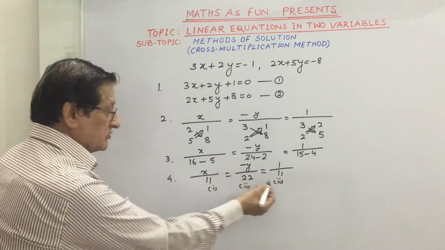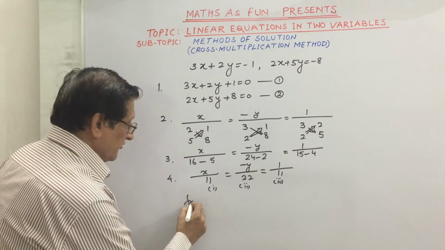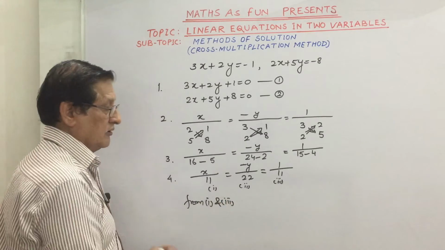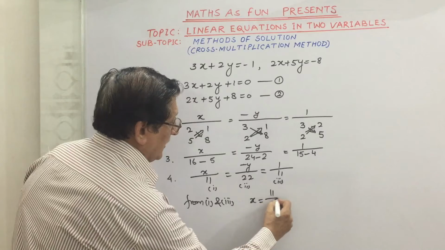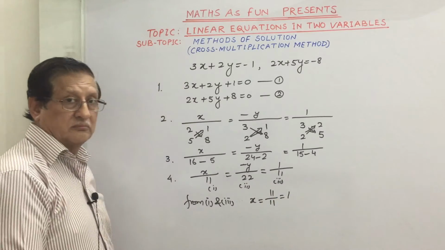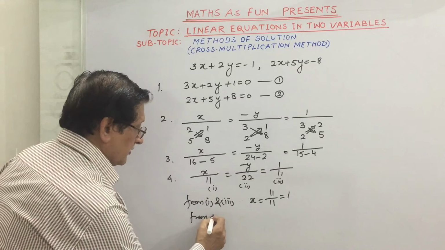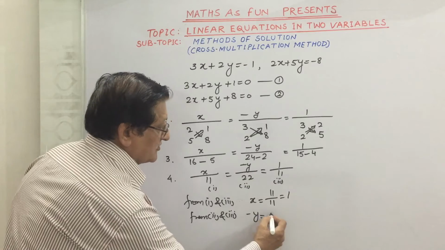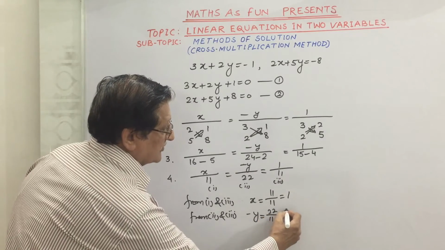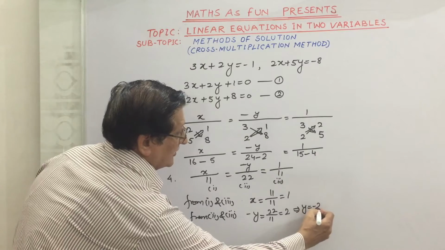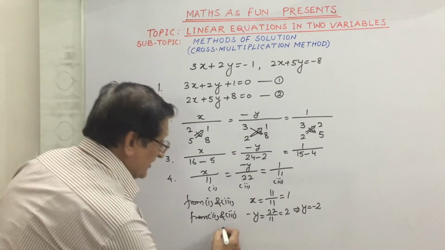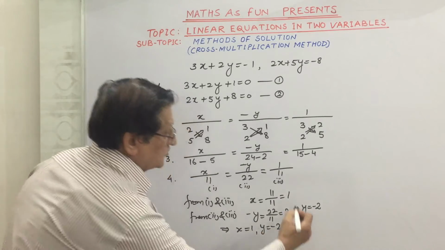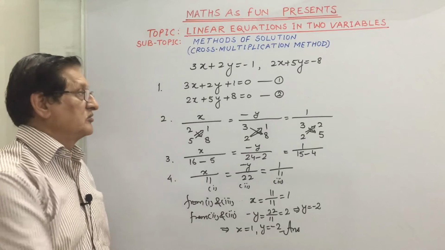Now using first and third expression, we get x is equal to 11 upon 11, that is 1. And from second and third, we get minus y is equal to 22 upon 11, that is 2. It means y is equal to minus 2. And hence we get the solution as x is equal to 1, y is equal to minus 2. This is the solution of this particular equation.